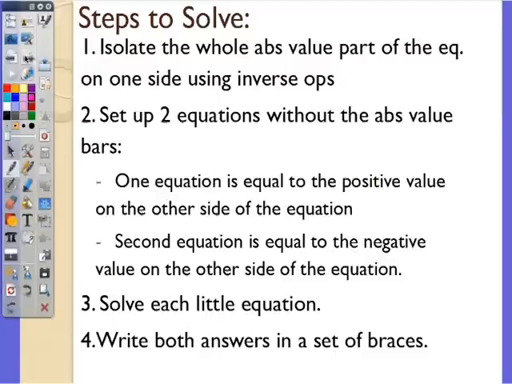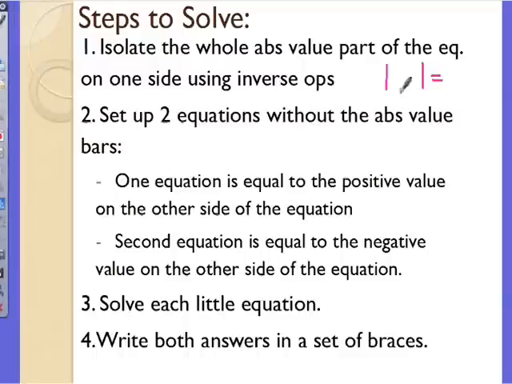Step 1, you're going to isolate the whole absolute value part of the equation on one side of the equation using inverse operations. So before we do anything to get inside the absolute value bars, we want that stuff all by itself on one side of the equation equal to a number on the other side. Get that absolute value part all by itself. Then you're going to set up 2 equations without the absolute value bars. So as soon as you split it into 2 equations, kind of like this.